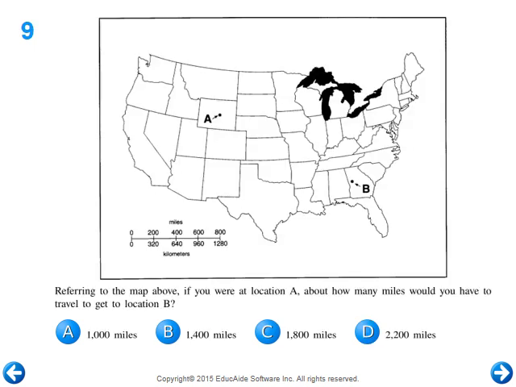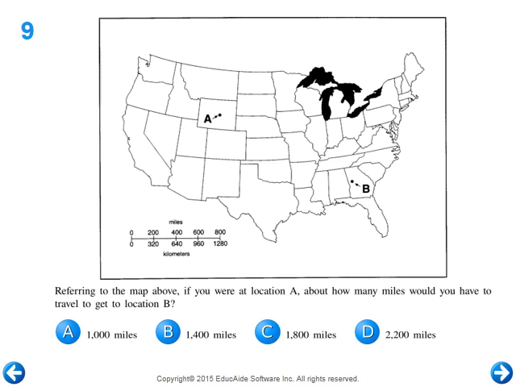All right, number 9. Referring to the map above, if you were at location A, about how many miles would you have to travel to get to location B? On this one, we're going to use our little map scale here. Notice it says miles on top, kilometers on the bottom. It's about 2 inches equals 800 miles. So 2 inches from A would put us probably right there in about Nebraska.